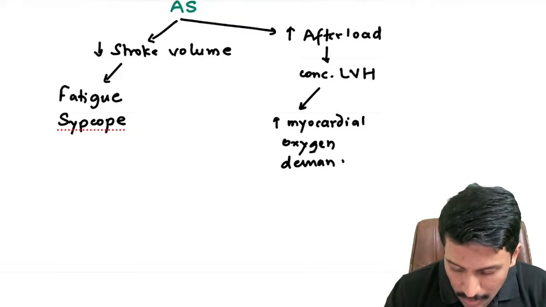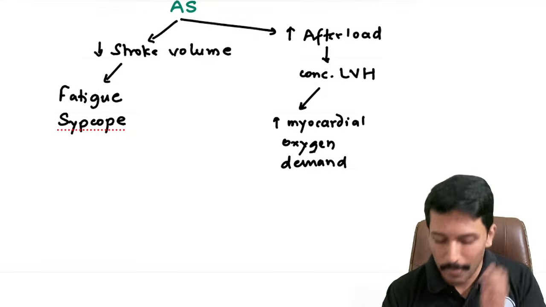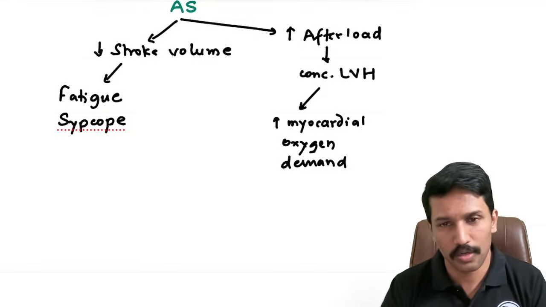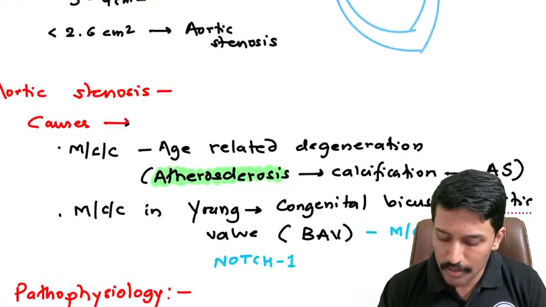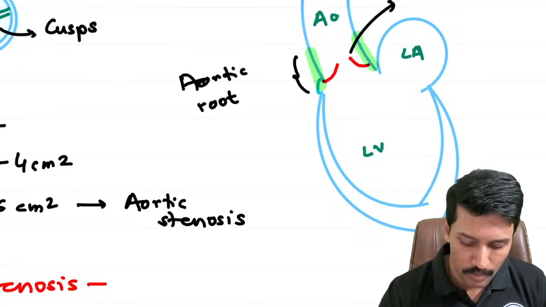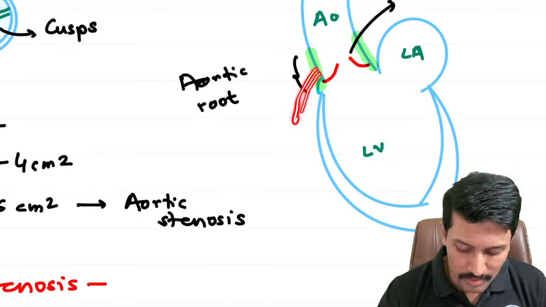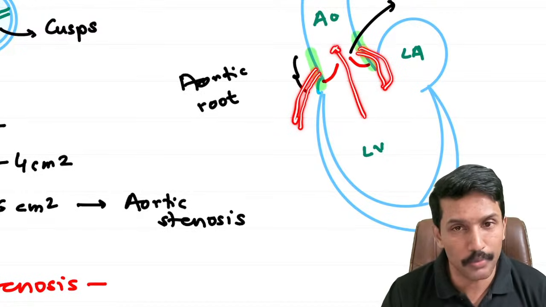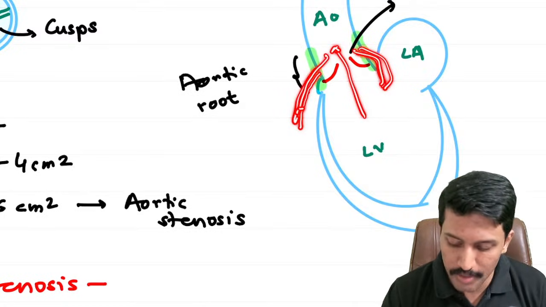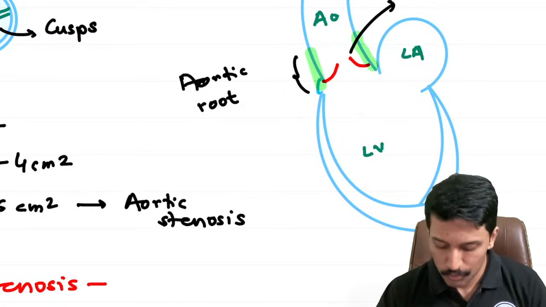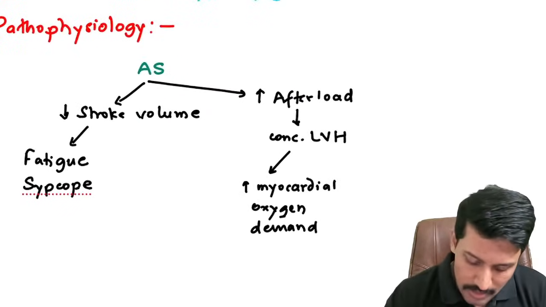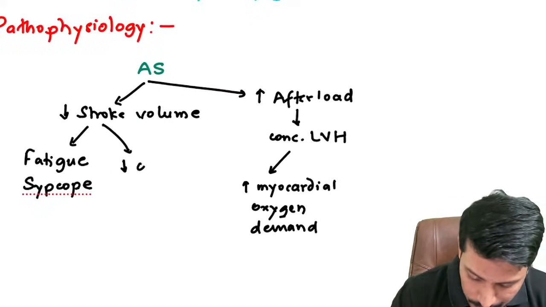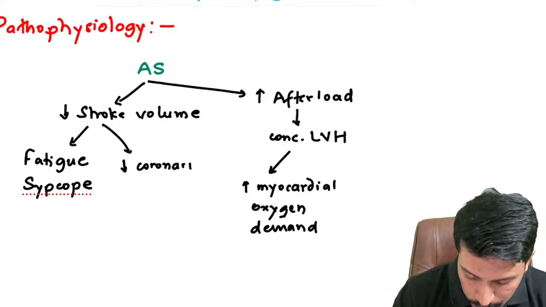Now this large bulky ventricle needs more blood supply. But then blood to the heart's muscle comes from where? Coronary arteries. And coronary arteries originate from where? Coronary arteries originate from the aorta. So if I'm not pushing sufficient blood into the aorta, do you think I'm pushing sufficient blood into the coronary arteries? No. So the decreased stroke volume also means that there is decreased coronary flow.